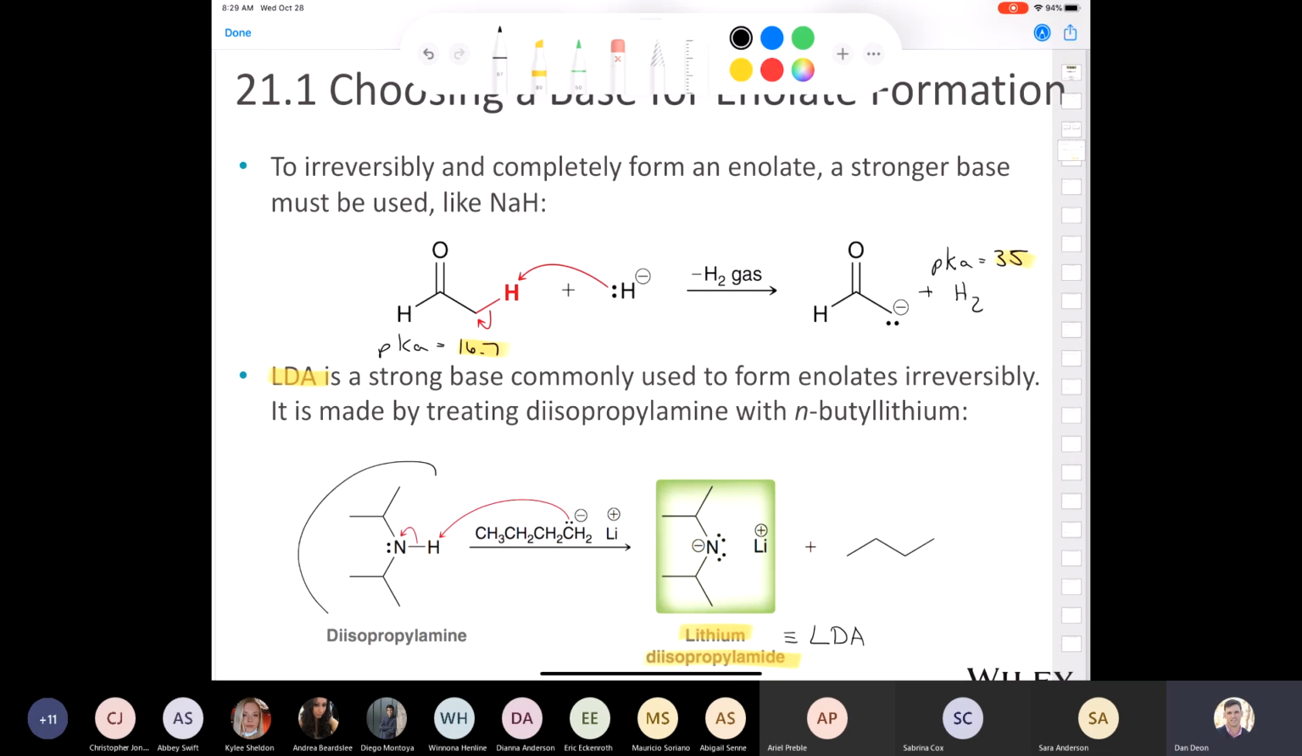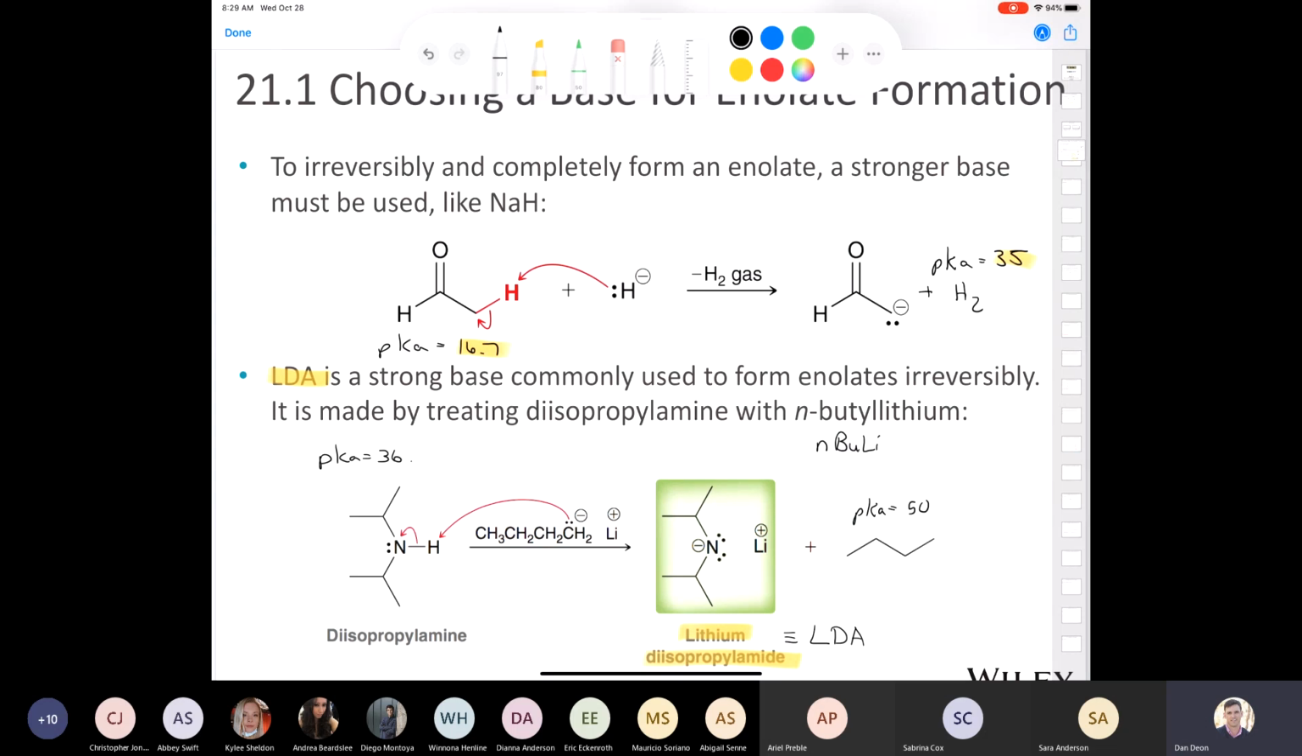It's made by treating diisopropylamine, so that's an amine, a secondary amine with two isopropyl groups on it, and you treat it with n-butyllithium. We abbreviate that n-BuLi. Now, butyllithium is a really strong base because the conjugate acid of butyllithium is butane, which has a pKa of around 50. So the equilibrium is going to lie hard to this side because the pKa of an amine is around 35. In the book, it says it's 36. So we have a difference of 14 pKa units, and the equilibrium will lie hard to the side.